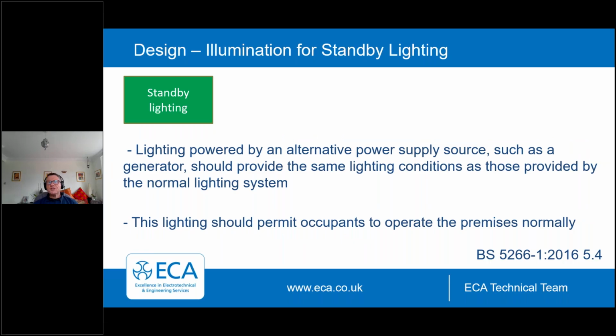Standby lighting is not so much of a concern because, of course, the function of standby lighting is just to replace the normal lighting. So by default, if the normal lighting is deemed adequate, then so is the standby lighting. But I did mention at the start, we do need to also consider the exit routes, but by default, they should be okay. The idea of standby lighting, of course, is that they can just go about their day-to-day functions normally.